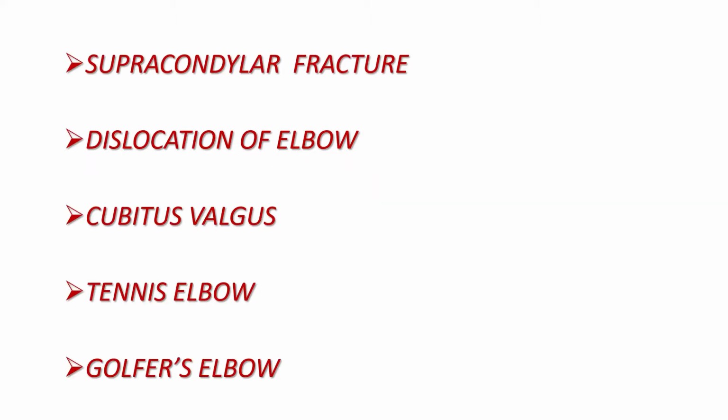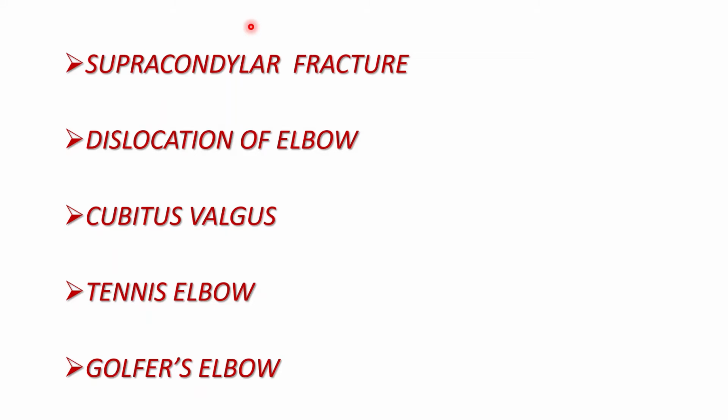Today we will learn about the clinical anatomy of the elbow joint. We have already discussed the detailed anatomy of the elbow joint in our previous video. We will look into the clinical aspects of the elbow joint in this video. The clinical conditions in relation to the elbow joint are the supracondylar fracture, the dislocation of the elbow, the cubitus valgus, tennis elbow and golfer's elbow, which we will be discussing in today's video.